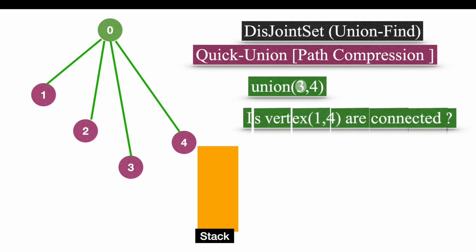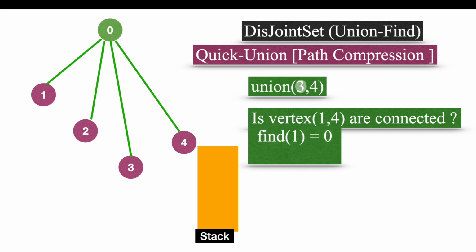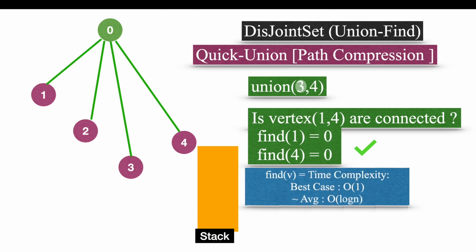Now let's see, are vertices 1 and 4 connected? Find of 1 obviously returns 0. Find of 4 obviously returns 0. So they are connected. With path compression, we can make the time complexity of the find method approximately log n. In the best case, it is going to be constant. In the average case, it is going to be log n.